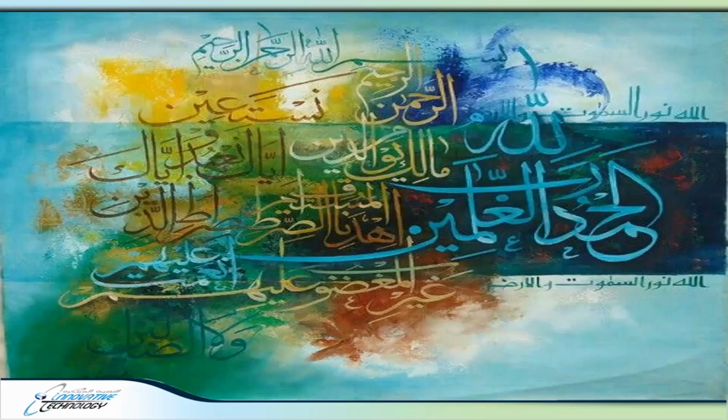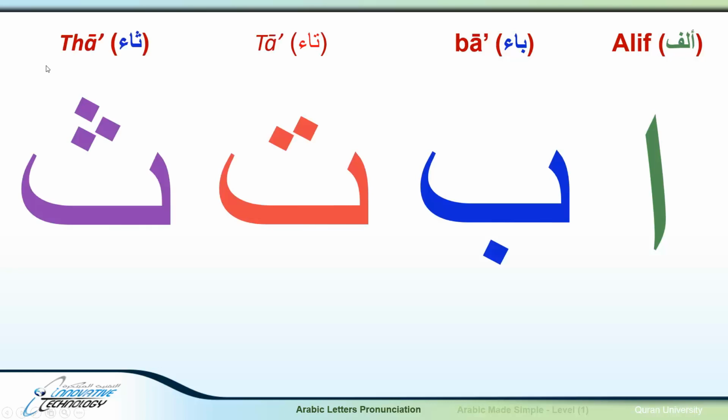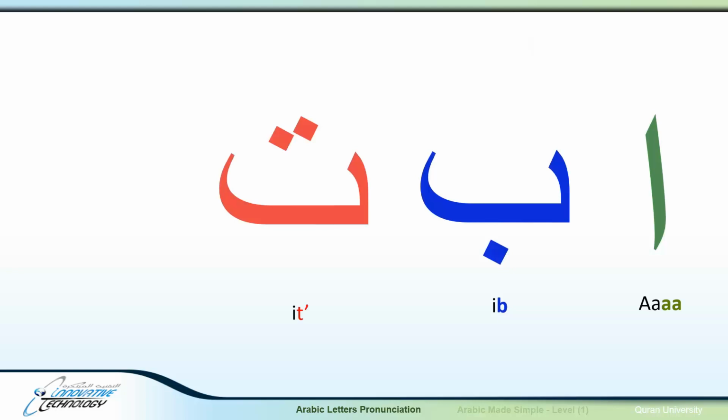Now let's revise the letters we have learned. First, we have learned about the letter Alif. Then we learned about the letter Ba. Then Ta, then Tha. Alif, Ba, Ta, Tha. A is how we pronounce the Alif. Ib is how we pronounce the Ba. It is how we pronounce the Ta. Ith is how we pronounce the Tha.